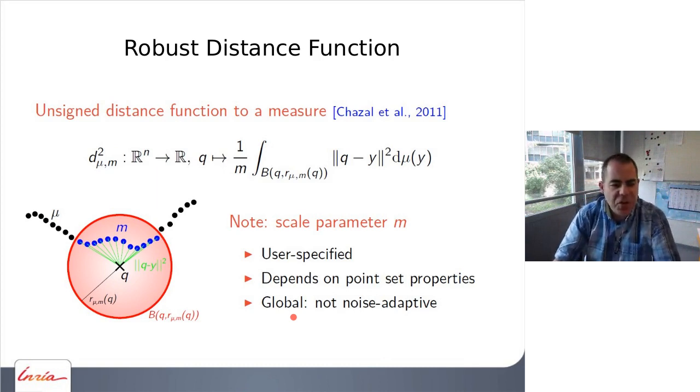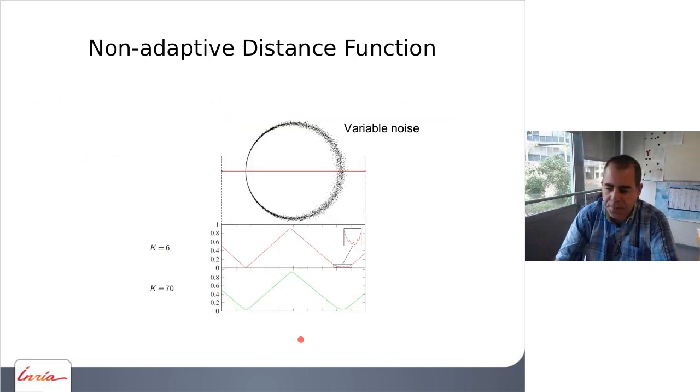So this function is great, but it requires a mass parameter. You understand that the larger the mass, the more robust to outliers we will be, but of course the smoother we will be. We will fit the data less accurately. So that's typically user specified, depends on the point set, that's global.